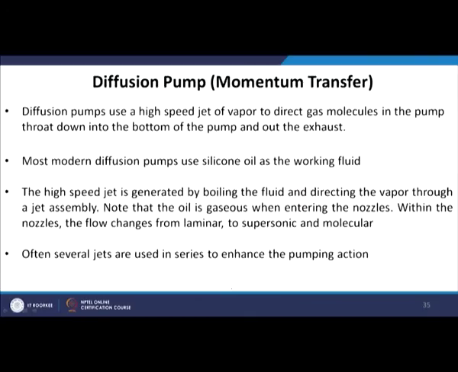The second class of pump is the diffusion pump, which is a momentum transfer pump used to create high vacuum. Diffusion pumps use a high speed jet of vapor to direct gas molecules in the pump, throw them down into the bottom of the pump and out the exhaust. Most modern diffusion pumps use silicon oil as the working fluid. The high speed jet is generated by boiling the fluid and directing the vapor through a jet assembly. Note that the oil is gaseous when entering the nozzles. Within the nozzles, the flow changes from laminar to supersonic and molecular. Often several jets are used in series to enhance the pumping action.